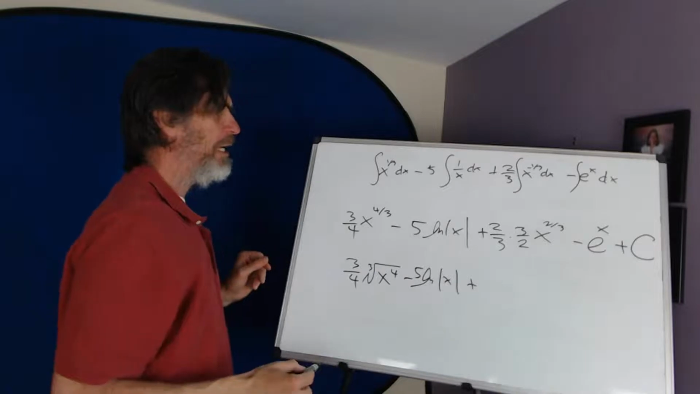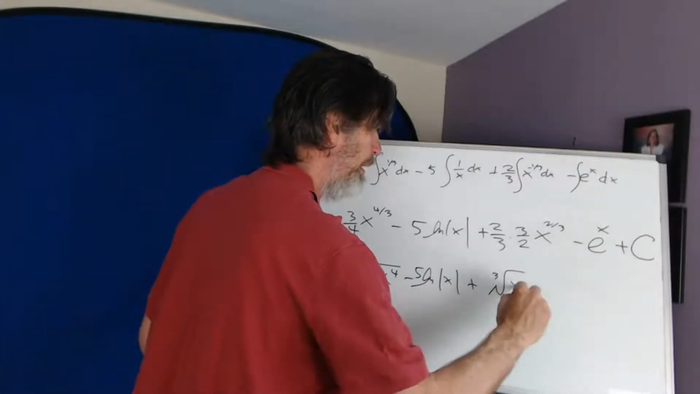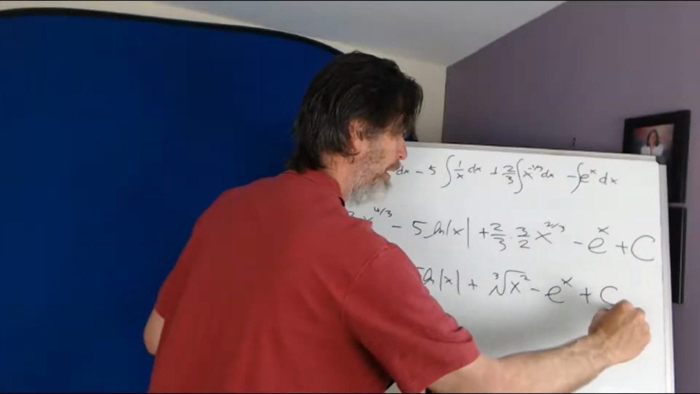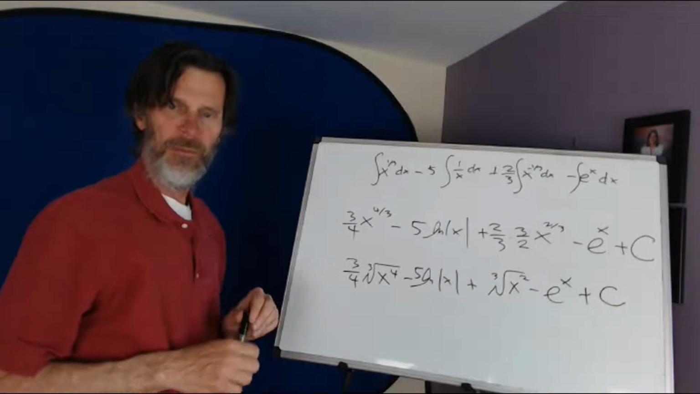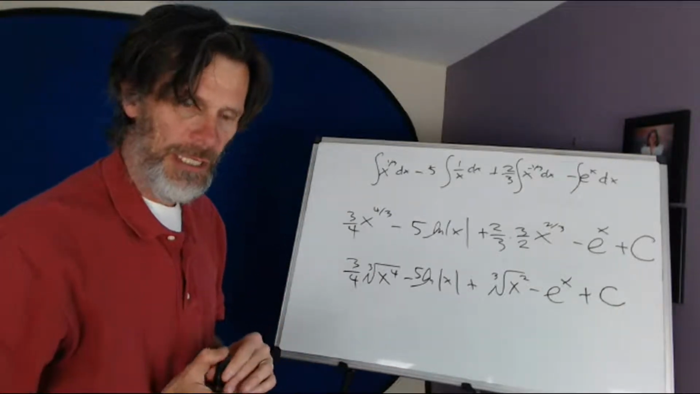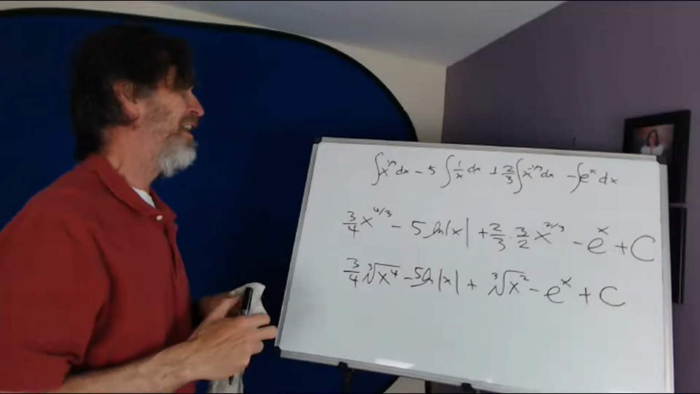Two thirds and 3/2 cancel. So that would be cube root x squared minus e to the x plus c. Problem 1 is done. Any questions on that? Hopefully not. That was a nice problem.